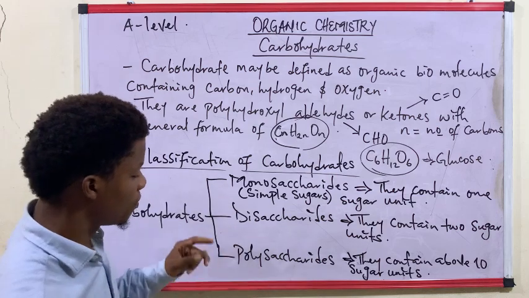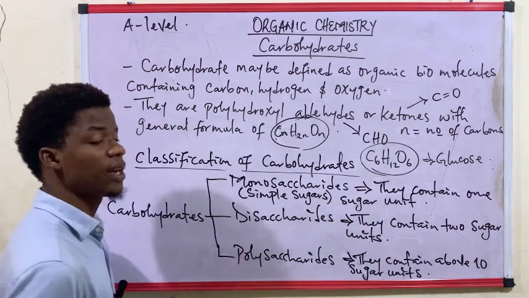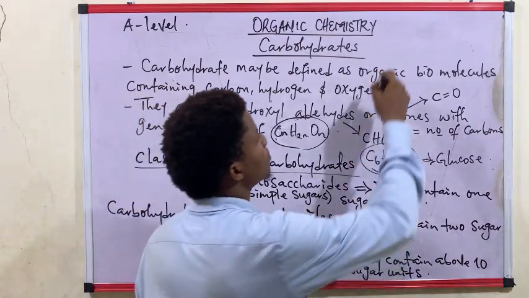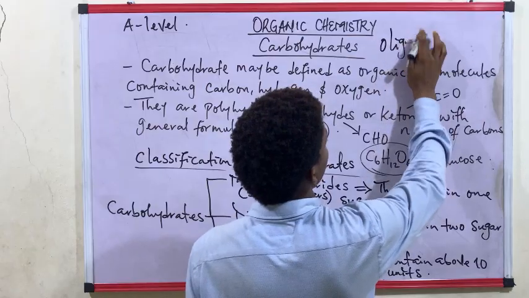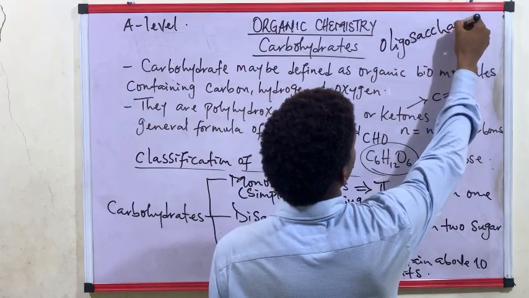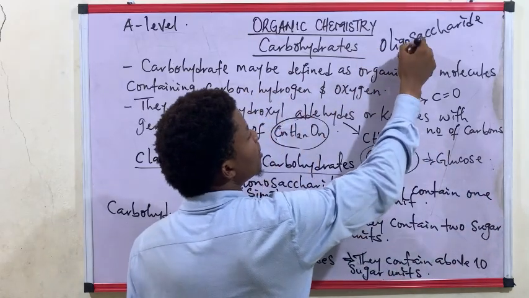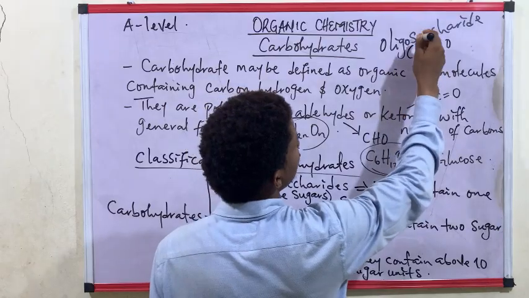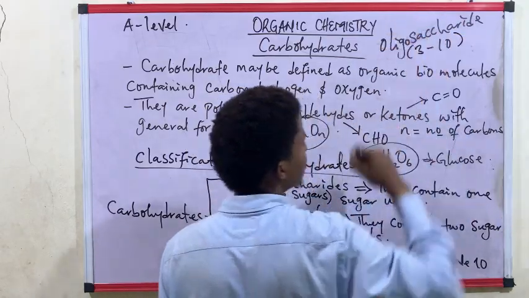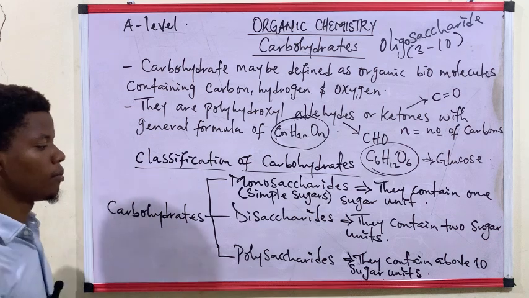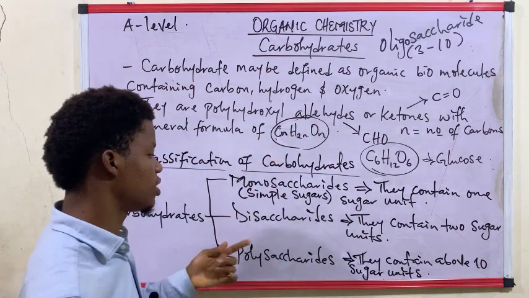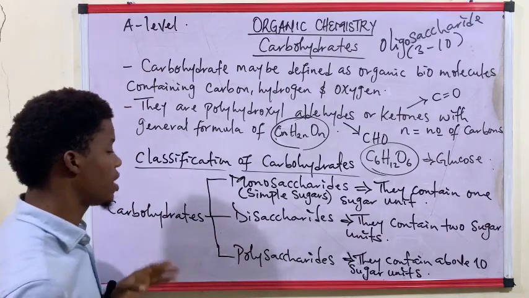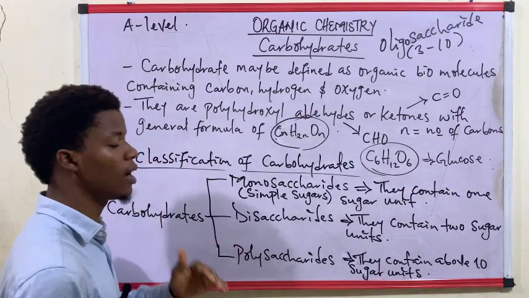Although there's an intermediate between the disaccharide and the polysaccharide, and that is the oligosaccharide. Some sources say oligosaccharides contain 2 to 10 sugar units. Other sources say 3 to 10 sugar units. I prefer 3 to 10. What is generally commonly known is that carbohydrates are classified into 3: monosaccharide, disaccharide, and polysaccharide.